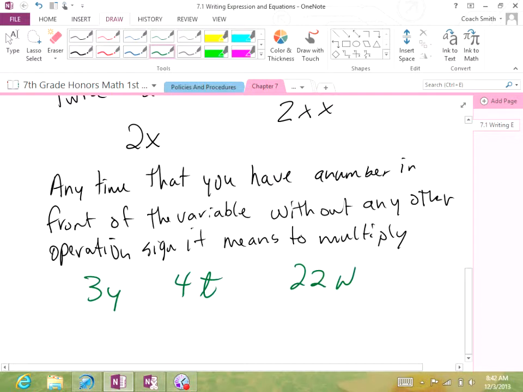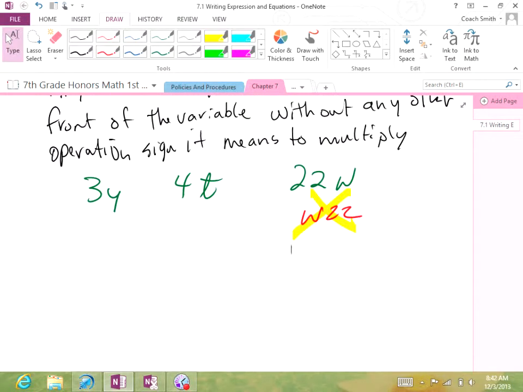What you don't want is this. You don't want w22. That's not mathematically wrong. It's just not an accepted practice. So don't put it like that. Put it 22w. w22 would not be wrong because of the commutative property of multiplication that says you can flip the two factors and still get the same answer. But you're never going to see it like that. So don't get in the habit of writing it that way. The number always goes in front of the variable.